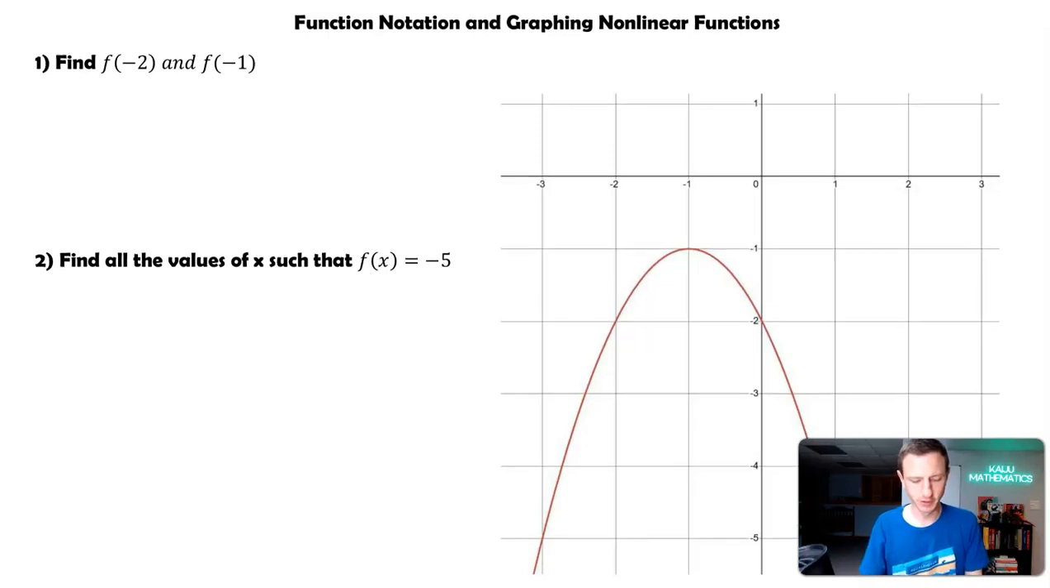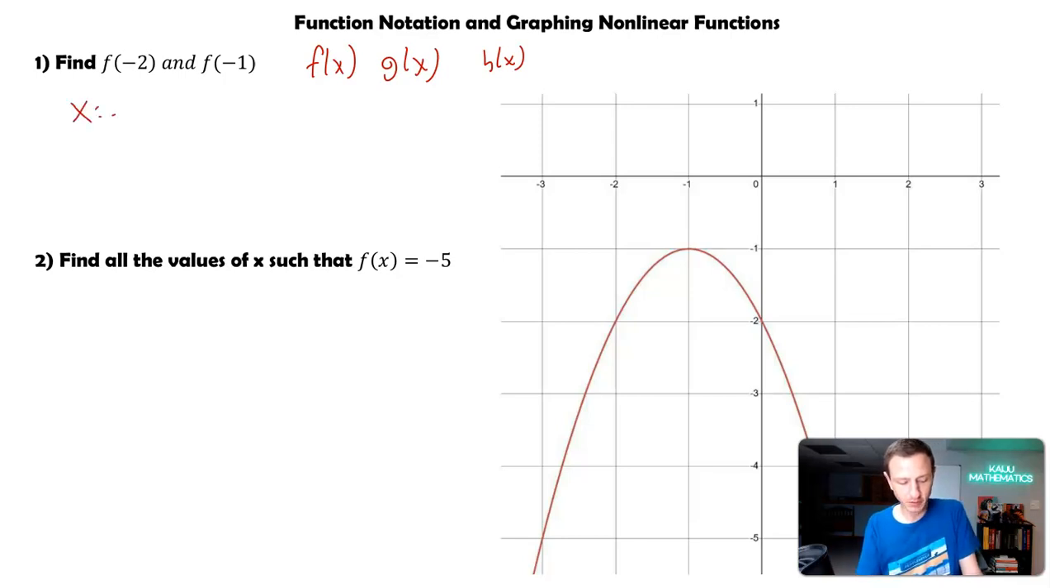Today we're going to take a look at function notation and graphing nonlinear functions. Function notation is the notation of f of x or g of x, h of x, any sort of lettering system, but it's just some letter of x. When we're asking the question f of -2, we're wondering when x is equal to -2, what is the output that we get for the y value?